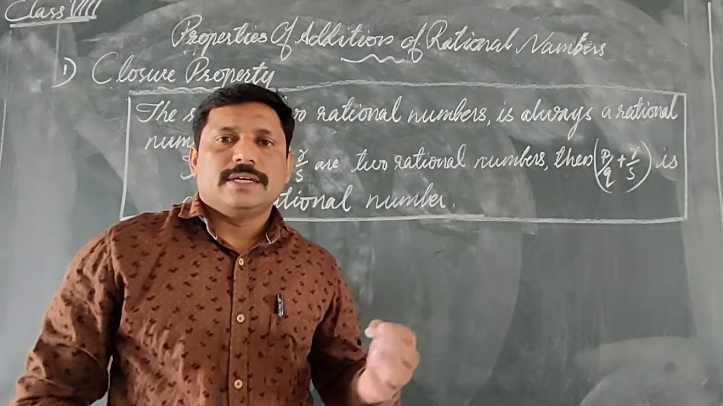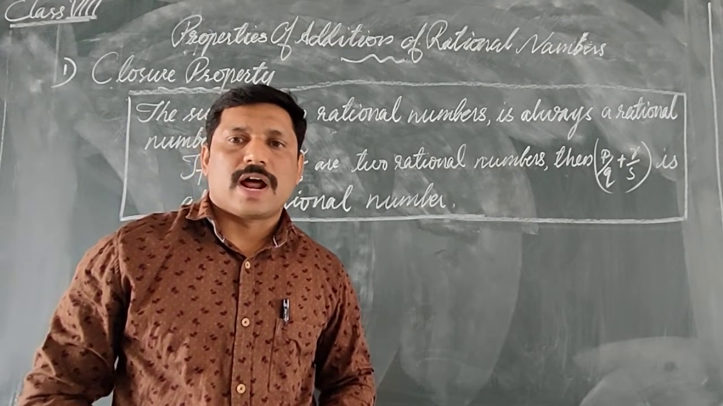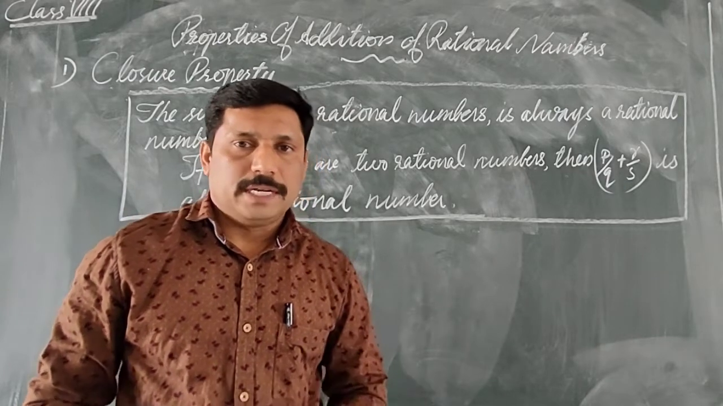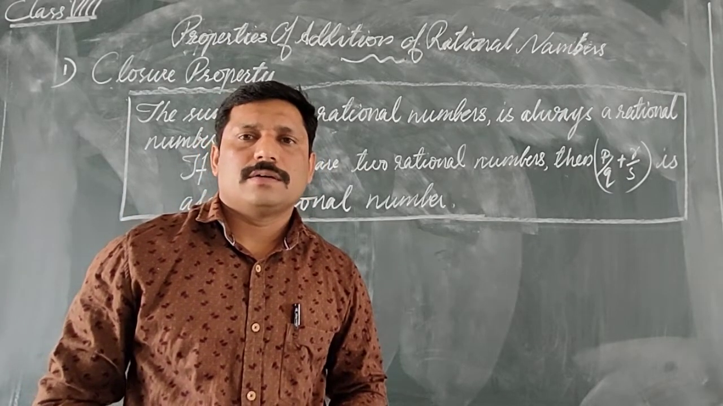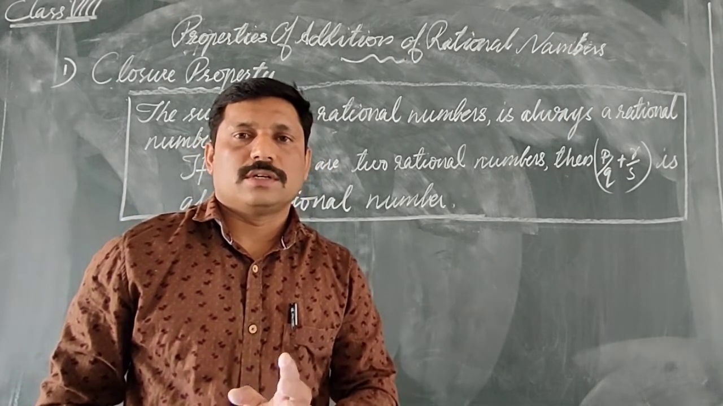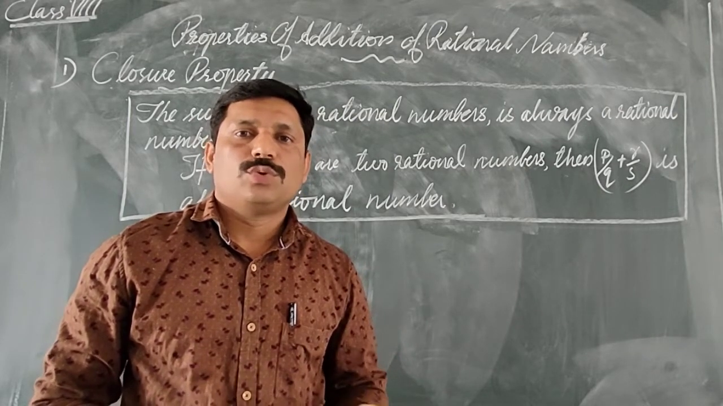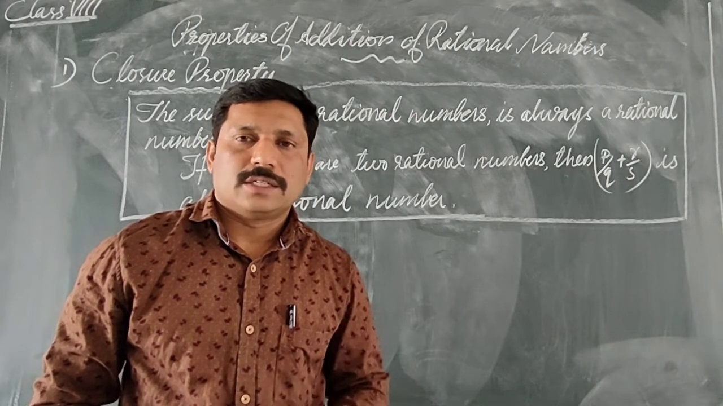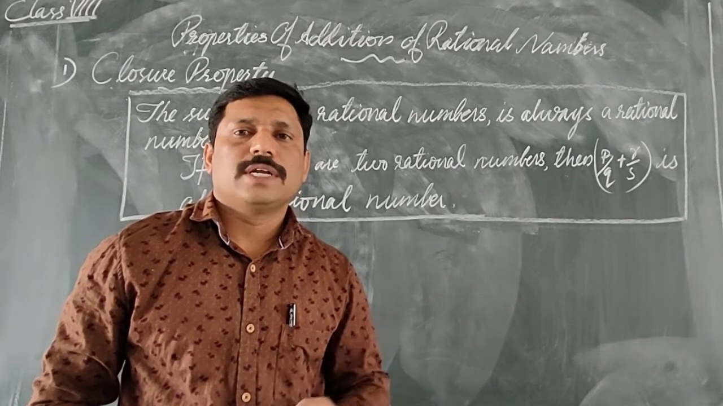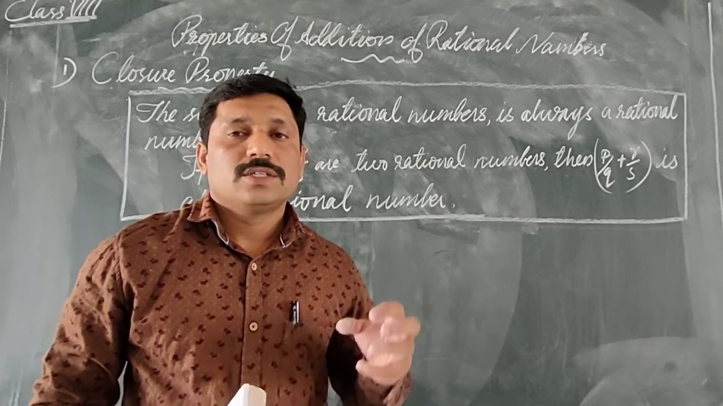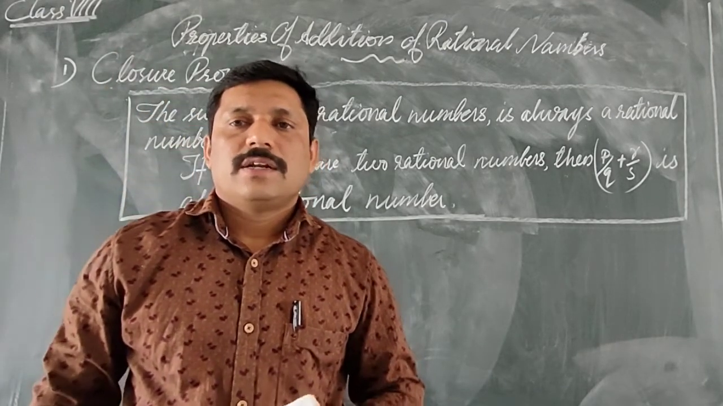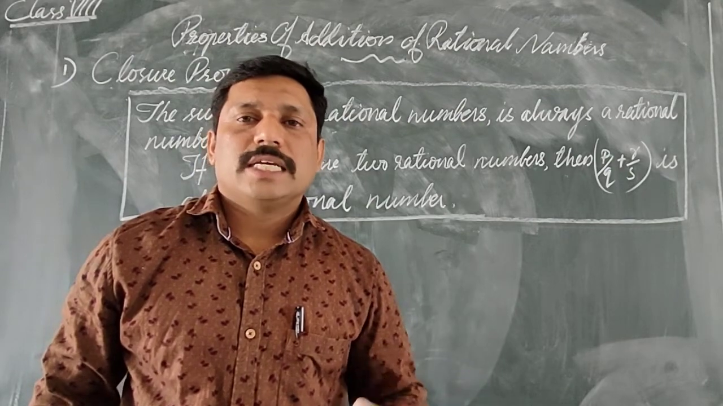Now we are going to see what the properties of rational numbers are. Rational numbers have some properties. Properties means they are permanent truths. Always they are true in case of rational numbers. These are called properties. So some rules that are true in all situations, they are called properties. So in addition of rational numbers also, there are some properties. Now we are going to see which are these properties.